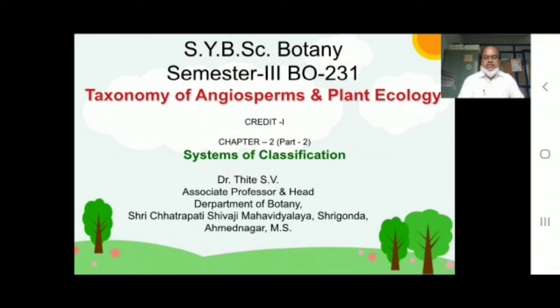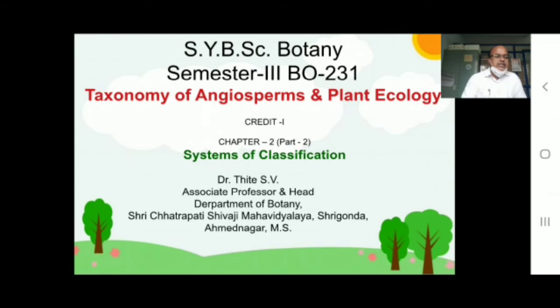Then after that we must see the third system of classification, the phylogenetic system of classification, which is given by Engler and Prantl. According to this system, the division Embryophyta Siphonogama is divided into two subdivisions, Gymnospermae and Angiospermae. The subdivision Angiospermae is again classified into two classes, Monocotyledonae and Dicotyledonae. Monocotyledonae includes 11 orders and 45 families.